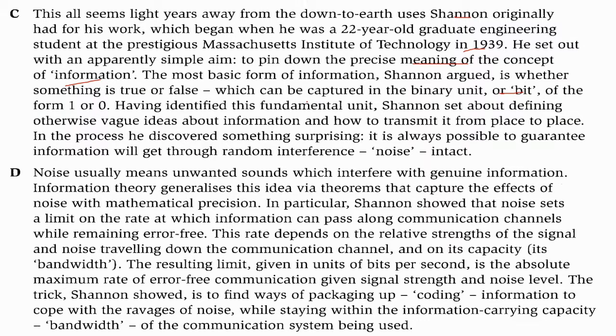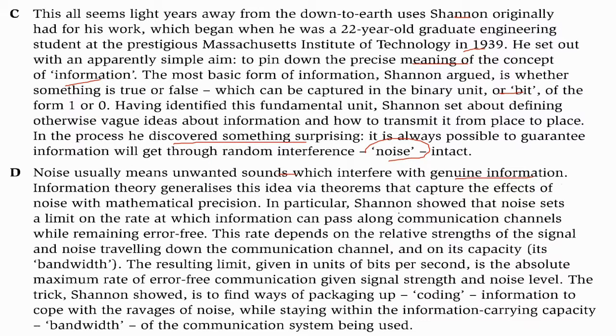Having identified this fundamental unit, Shannon set about defining otherwise vague ideas about information and how to transmit it from place to place. In the process, he discovered something surprising. It is always possible to guarantee information will get through random interference, noise, intact. Noise usually means unwanted sounds which interfere with genuine information. Information theory generalizes this idea via theorems that capture the effect of noise with mathematical precision.